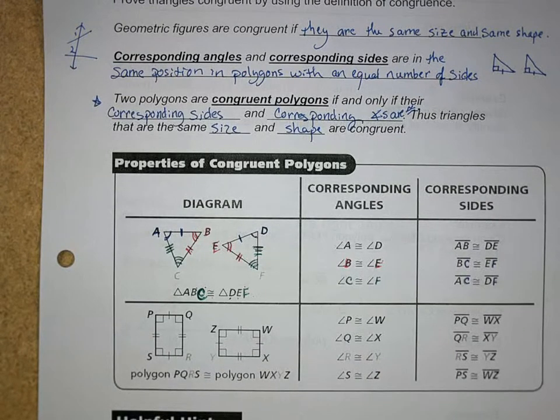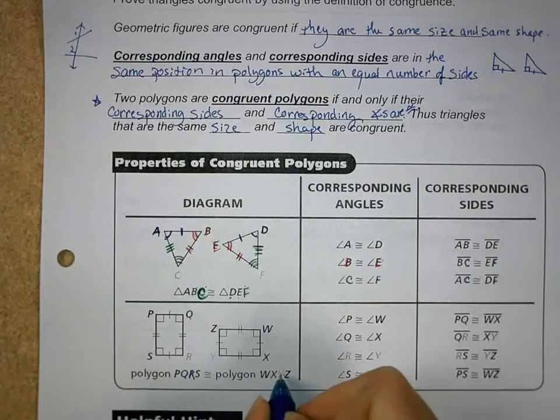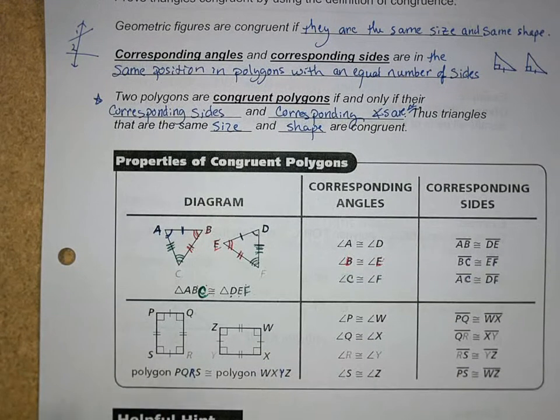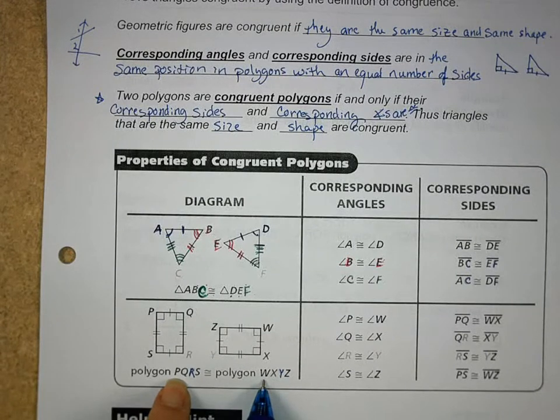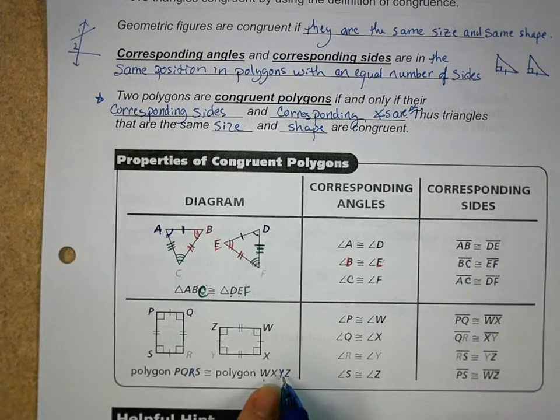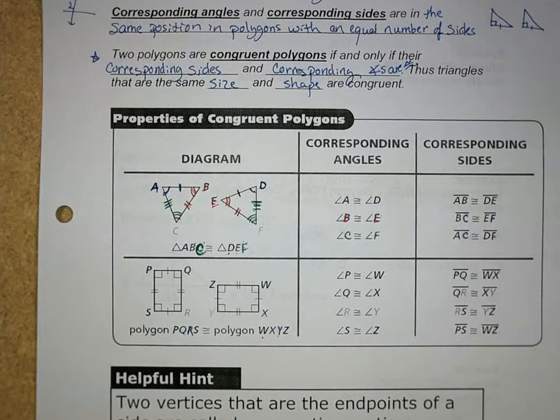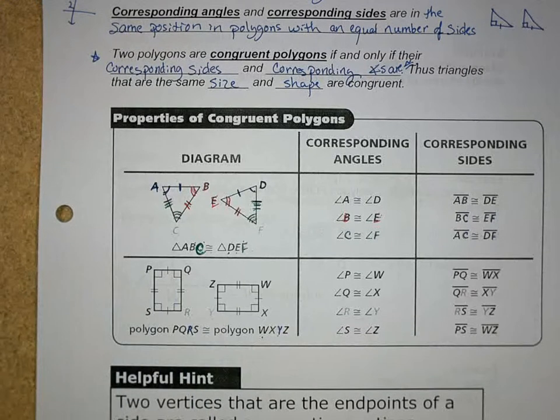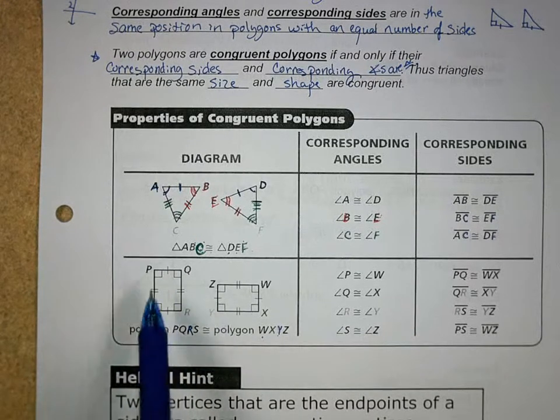Now the same idea happens for any polygon. If I tell you these polygons are congruent, their congruency is written in such a way that you can play matchy-matchy. That means I know angle P and angle W are congruent. I know QR and XY are the same thing. I know segment RS, notice right here, corresponds with YZ. I match it perfectly from my congruency. Now we also need to remember two vertices that are endpoints of the same side are called consecutive vertices. So for example, remember P and Q are consecutive. They're one right after each other. Even P and S are consecutive. We play the matching game.